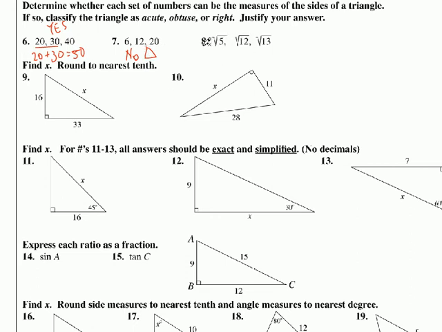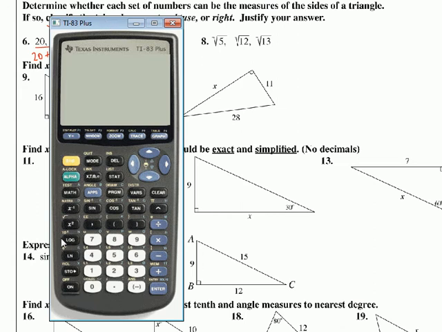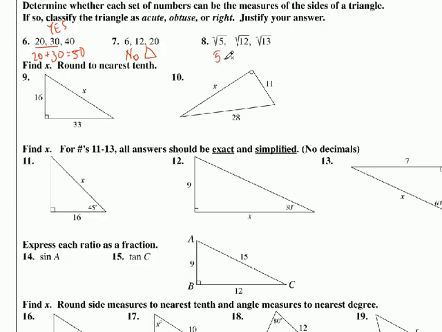On this one, it's not that easy to add. What would you use on this one to determine it? Calculator. So let's just see if that's a triangle. So the square root of 5 plus the square root of 12, let's see what that is. That's 5.7, okay? So that is 5.7.